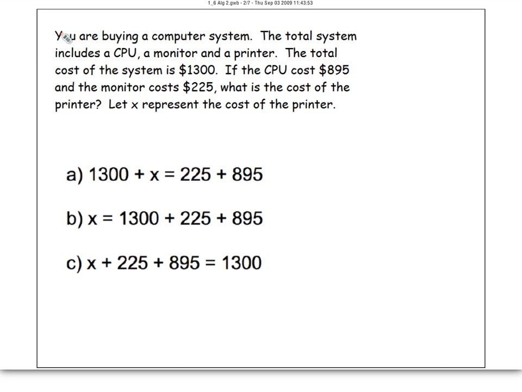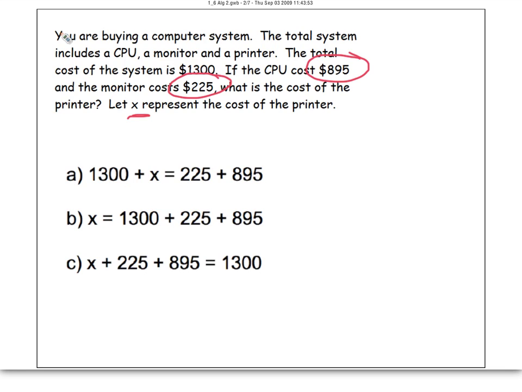So let's start by looking at this example. You're buying a computer system. The total system includes a CPU, a monitor, and a printer. The CPU, by the way, is the computer part. The total cost of the system is $1,300. If the CPU cost $895, the monitor was $225, what's the cost of the printer? Let X stand for the cost of the printer.